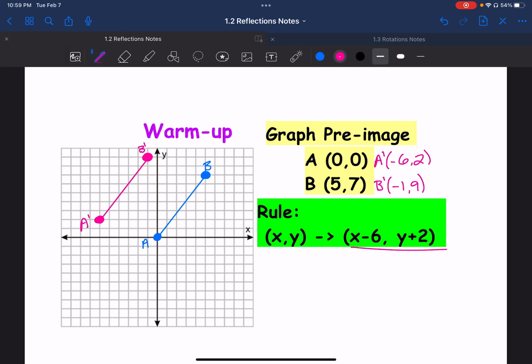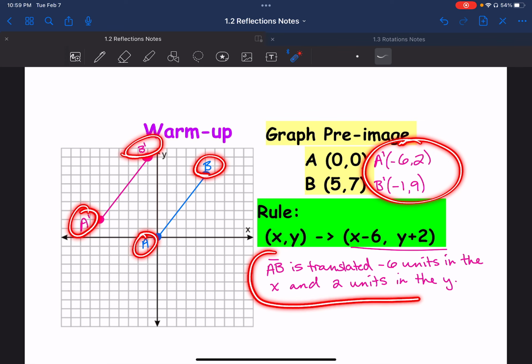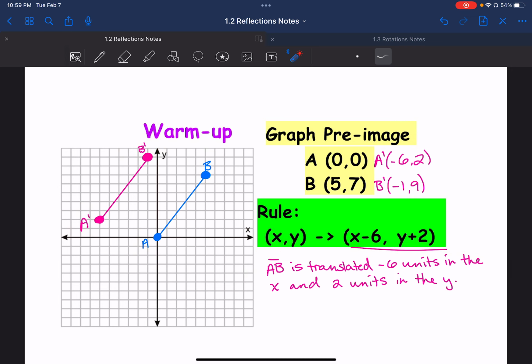There's one more thing to do. We just need to write a sentence. And for a translation, it should look something like this. Line segment AB is translated negative 6 units in the X and 2 units in the Y. I would say that the labeling on all of the points, and having a good sentence right here explaining it in words, those are the really important parts. That is the stuff that's going to be differentiating the grade that you get beyond passing, is can you do this well?